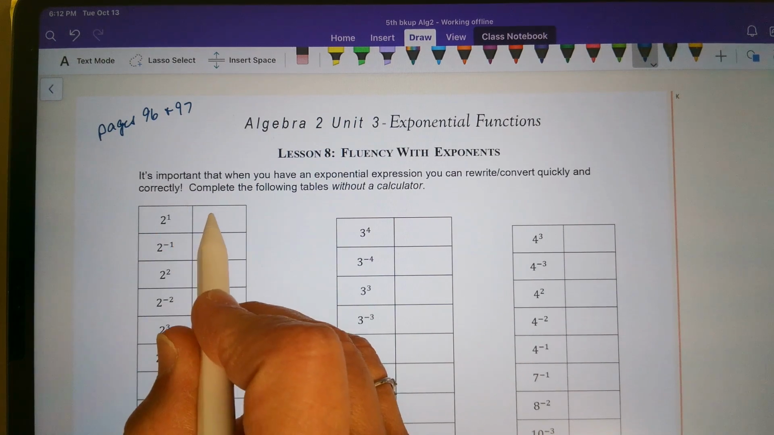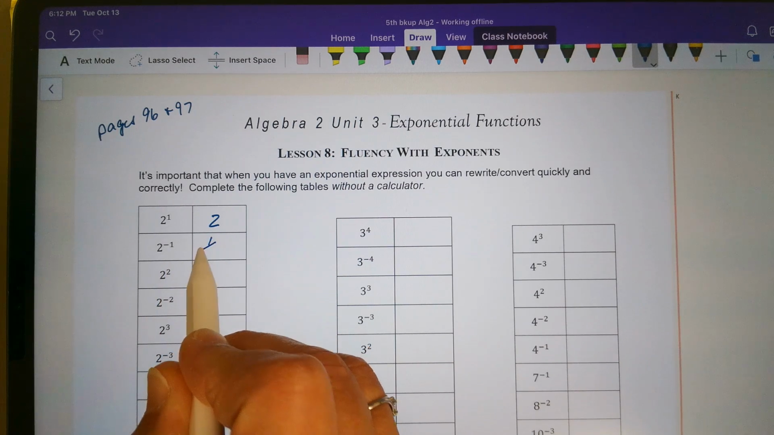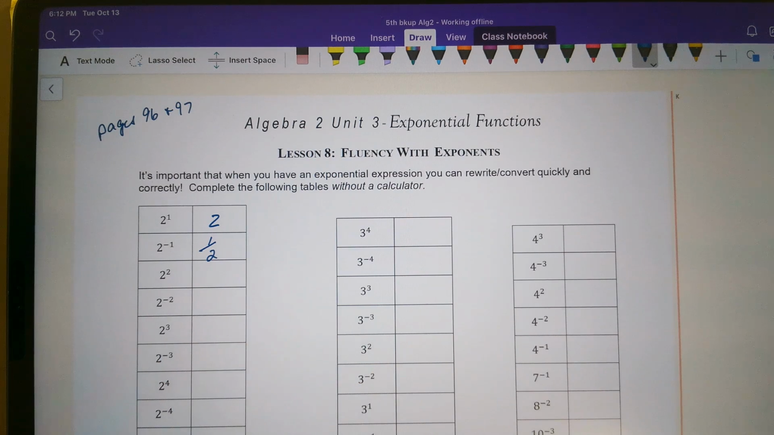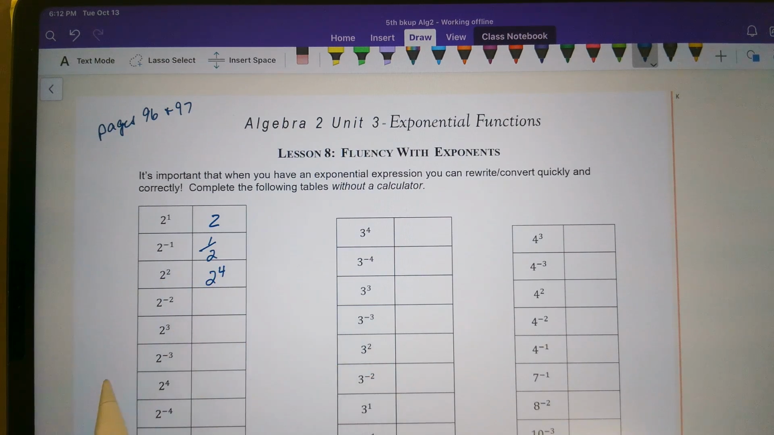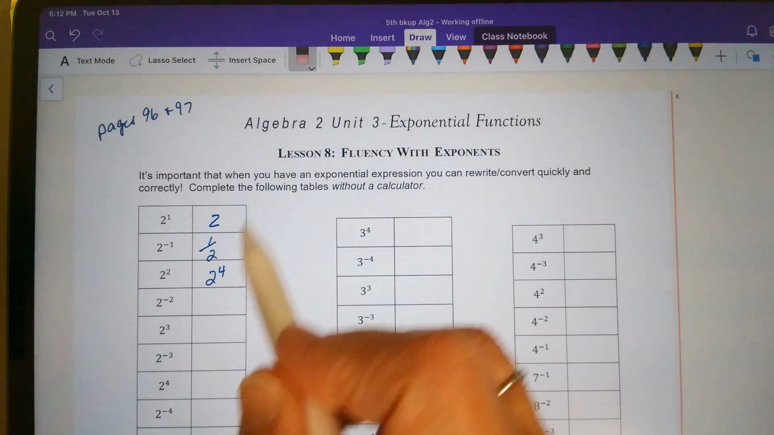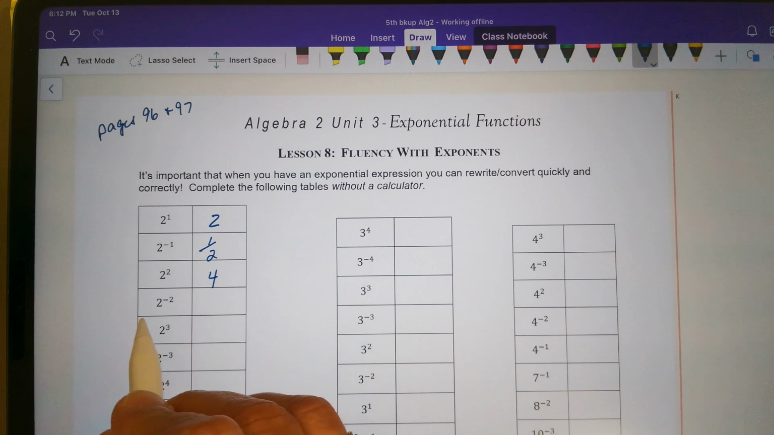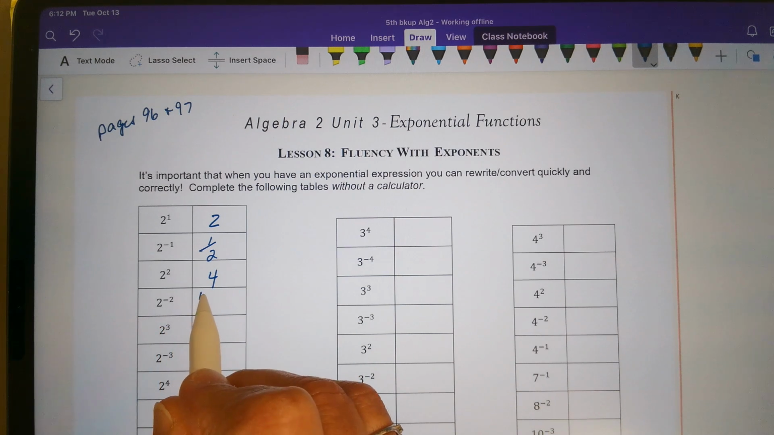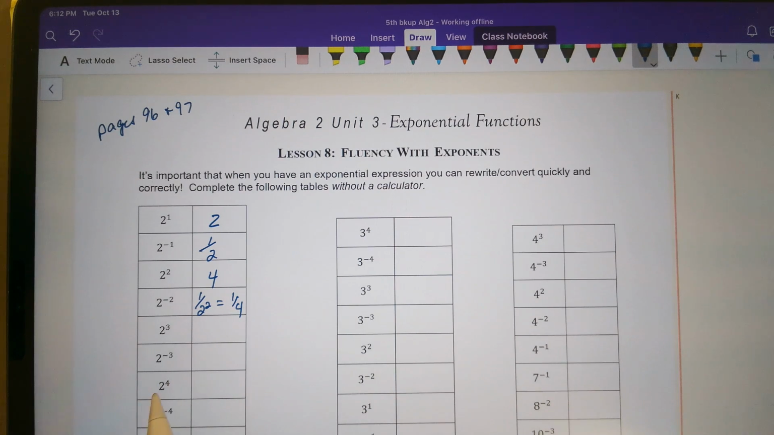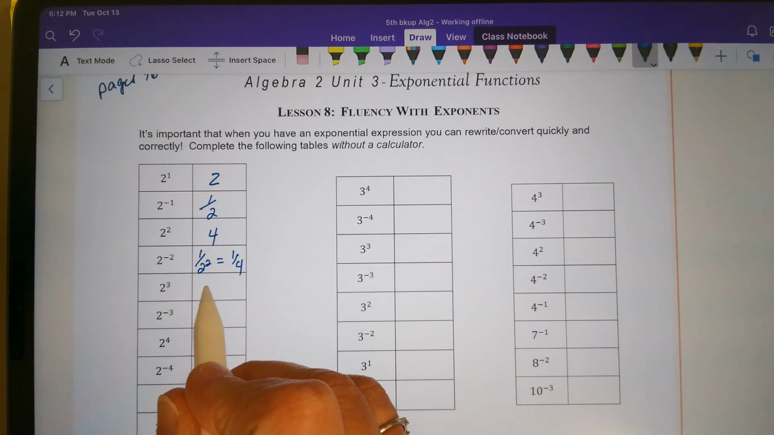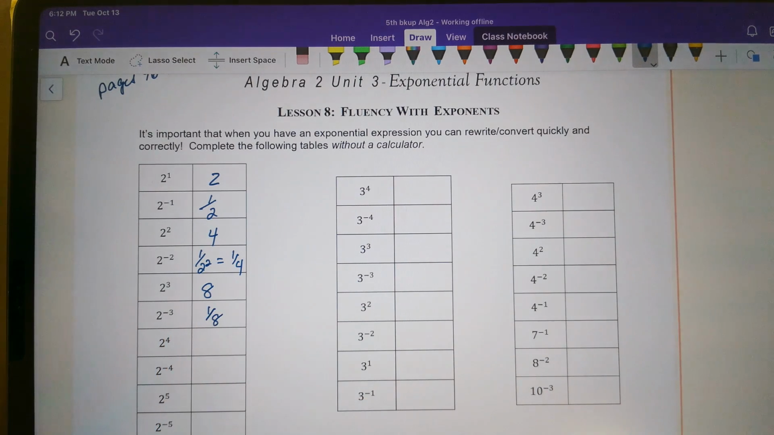2 to the first, that's 2. 2 to the negative 1 is 1 over 2 to the positive 1, which is simply 1/2. 2 squared is 4. 2 to the negative 2, that's 1 over 2 to the positive 2, which is simply 1/4. 2 to the positive 3 is 8. 2 to the negative 3 is going to be 1 over 8.